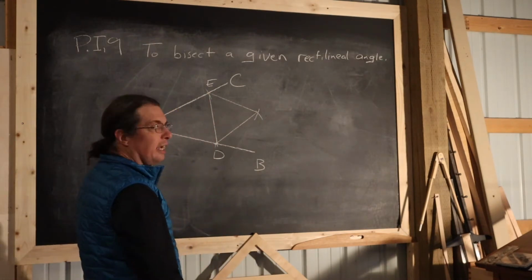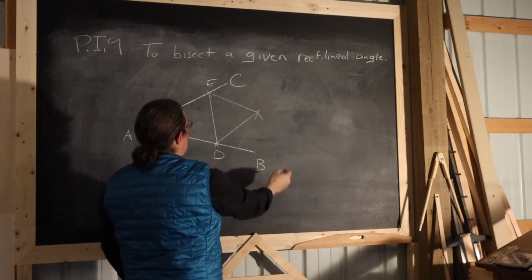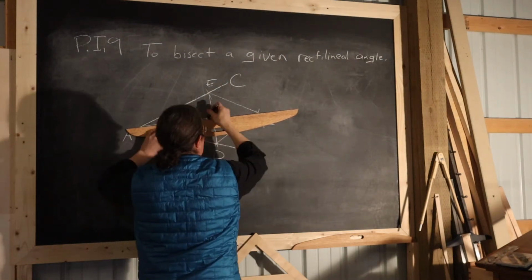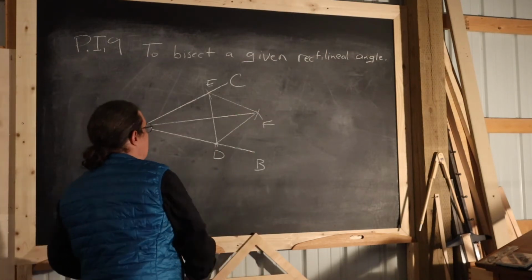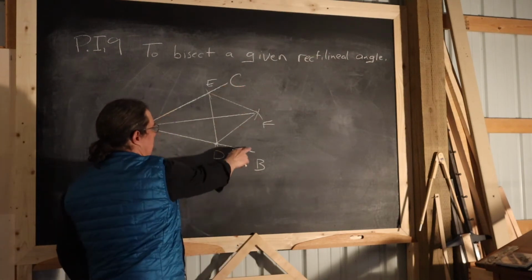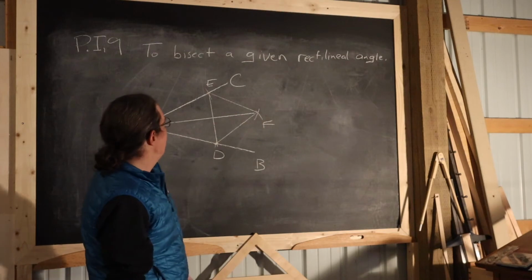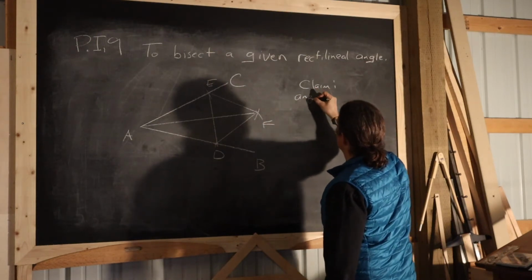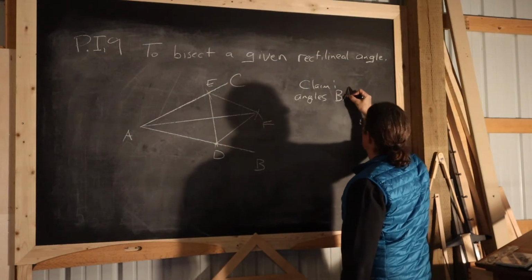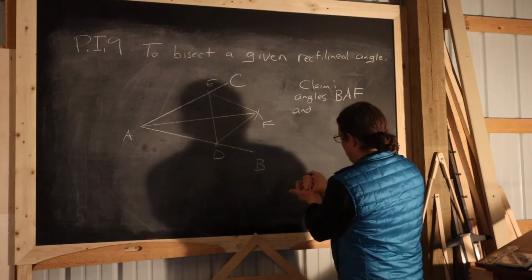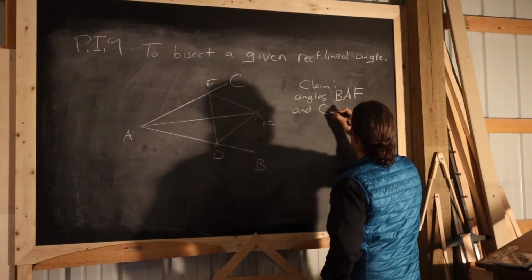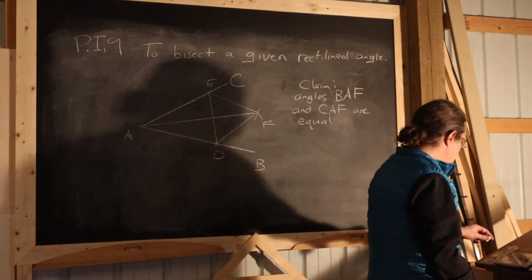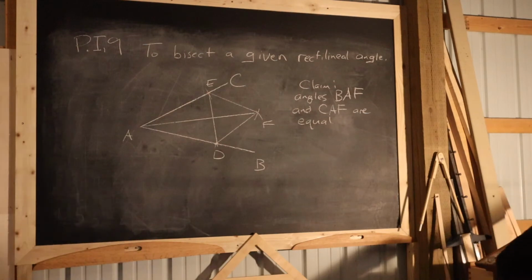Now how this helps us to bisect an angle is that if we connect the vertex of the angle A to this new point here, let's call it F, then that new line segment is going to bisect our angle BAC into these two equal angles, BAF and CAF. So that's the result of the construction. We claim that those angles are equal.